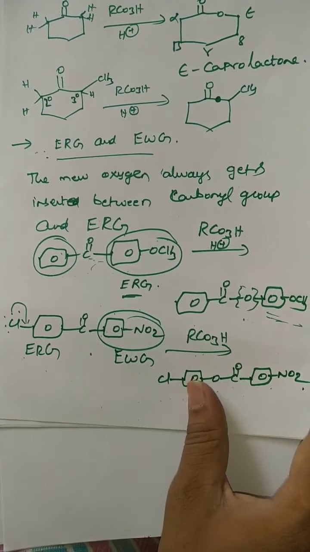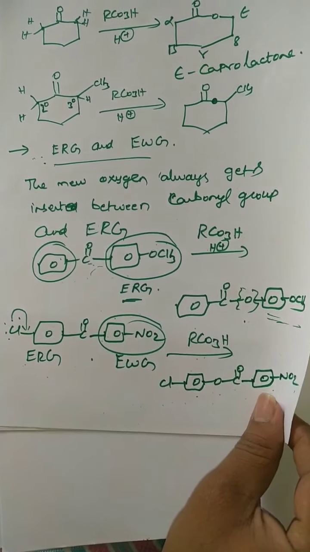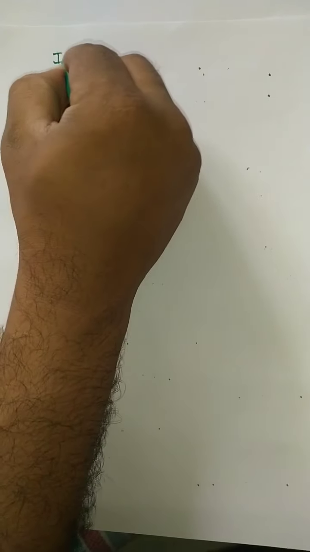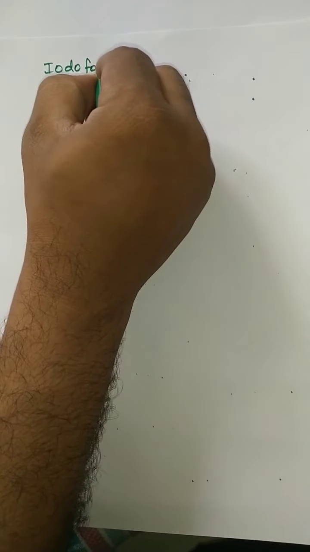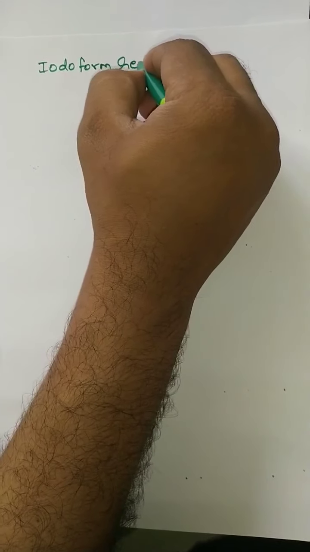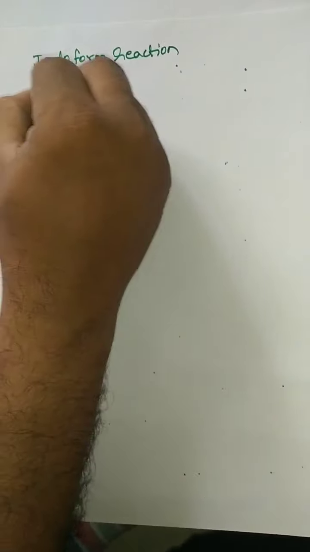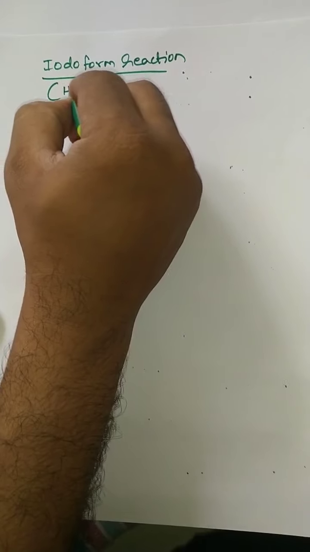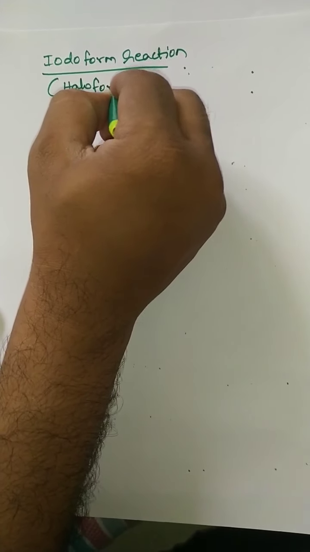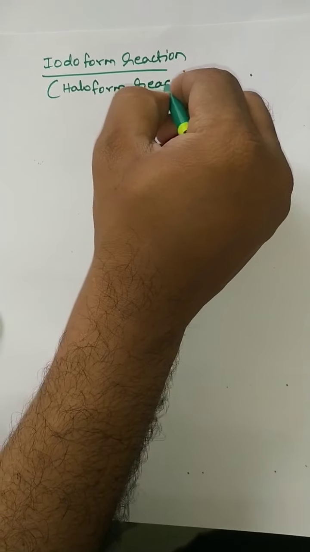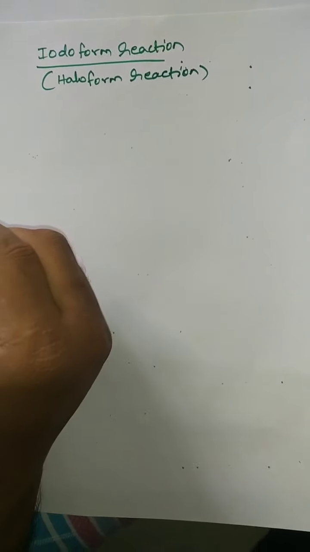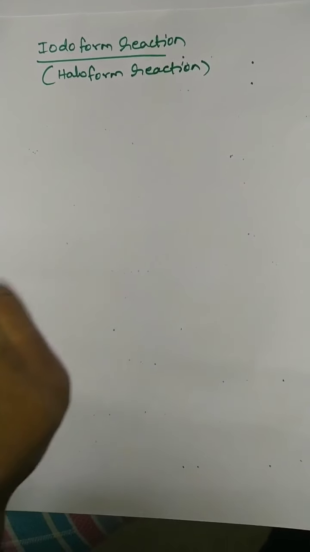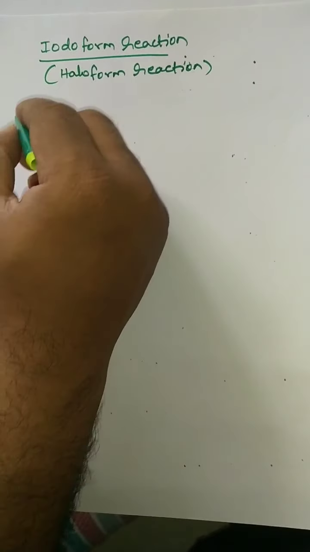So students, now we are going to discuss the next named reaction. What's the next named reaction, students? Next, the iodoform reaction. You already know the idea of the iodoform reaction from alkyl halides and aryl halides, but here we are going to discuss it in detail. Generally we call it the haloform reaction, very important for NEET as well as IIT. Haloform reaction.